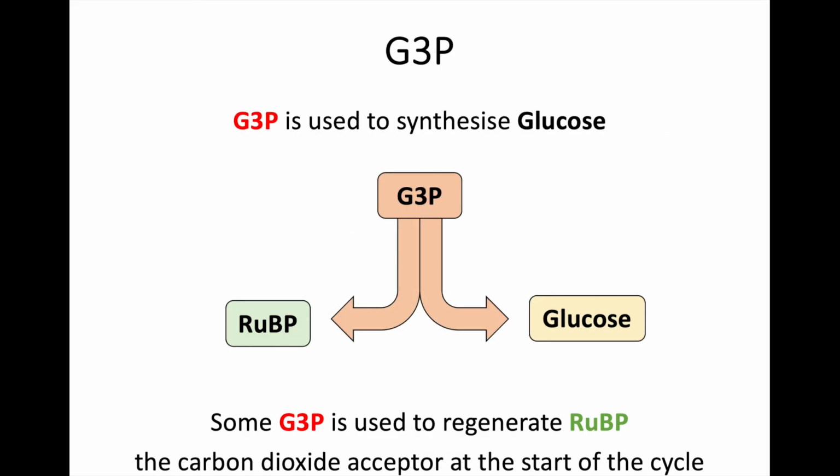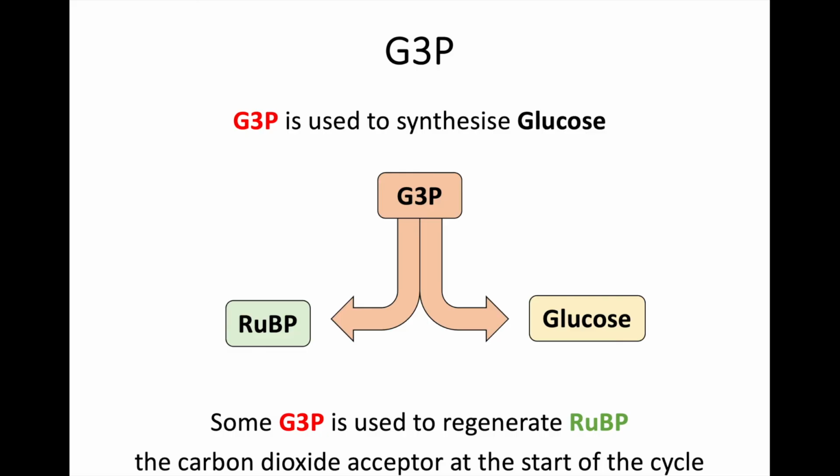Now, this G3P can either be used, and the vast majority of it is used, in order to synthesize glucose. So this is what we wanted to result at the end of photosynthesis. You have now produced glucose, which the plant can use for energy or for different things, but we'll look at that in a couple of slides.